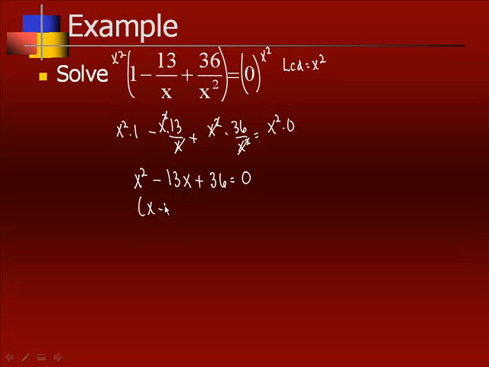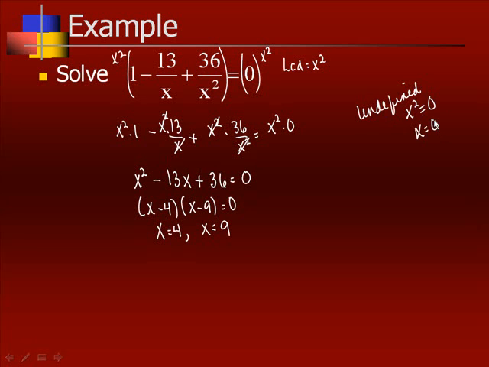This will factor as x minus 4 times x minus 9. So we get x equals 4 and x equals 9. But because we had a variable in the denominator, we need to go back and check. It's undefined when any of the denominators are equal to 0, which is if x squared is 0, which means x is 0. We did not get a solution of x equals 0, so there's our two solutions.